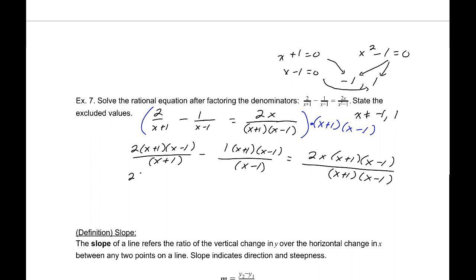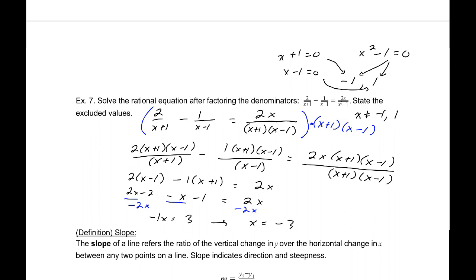So a few things will simplify. This will be 2 times (x minus 1) minus 1(x plus 1) equals 2x. Distributing our 2 and our 1 there, we get 2x minus 2 minus x minus 1 equals 2x. Now combining all of our x terms together, these two can combine. I'm going to subtract 2x from this side. That will get us a -1x, and I'm going to add 2 and add 1 to the other side, so this will equal 3, so that x equals -3. I know I'm sort of waving my hands through the solving there, but x is equal to -3.